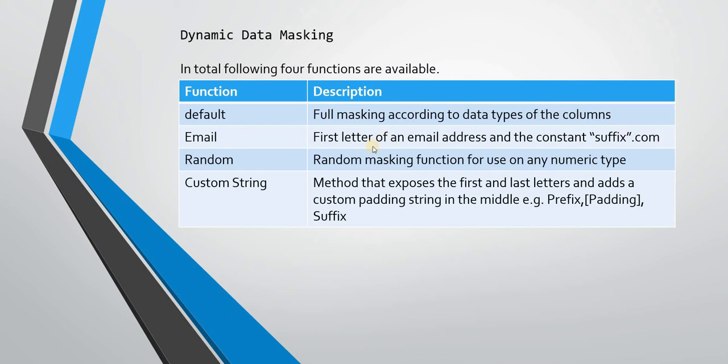Random is a random masking function, generally used for numeric types of data. And custom string is a method that exposes the first and last letters and adds a custom padding in between. Right? So it exposes only the first and last letters and then a custom padding. Okay. So these are the four functions.